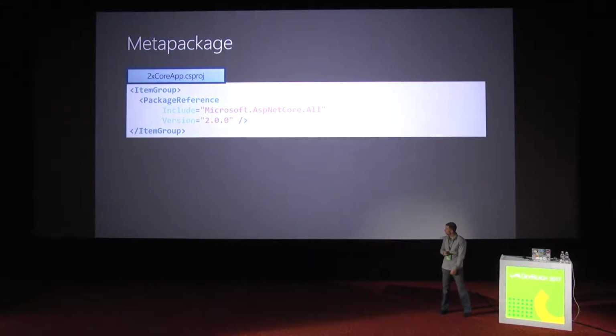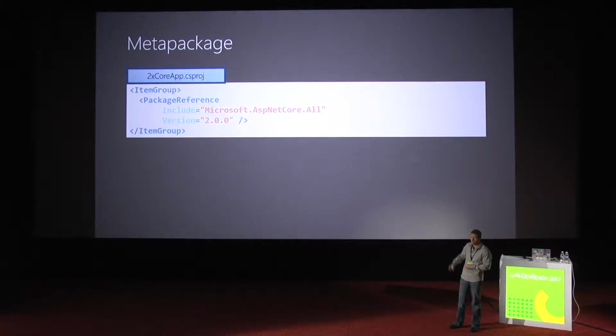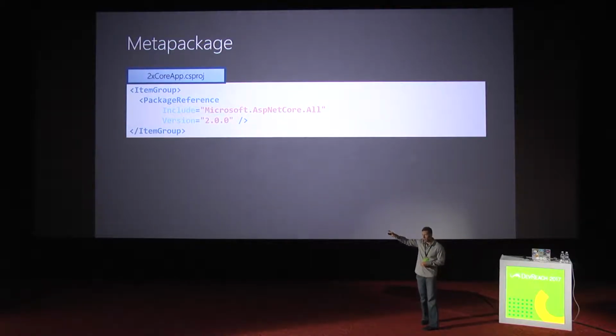And so let's look here. What this equates to is in your csproj file, for the most part, that giant list of Microsoft-authored NuGet packages that you had in your 1.x application can be reduced down to this single package reference that you're seeing here. So the name of this meta package is Microsoft.AspNetCore.All. And take a look at the version here, 2.0.0.